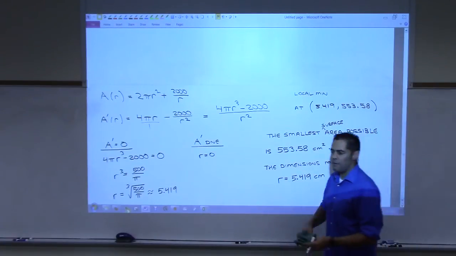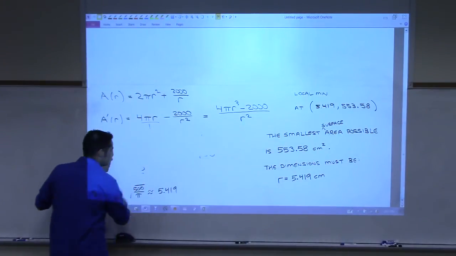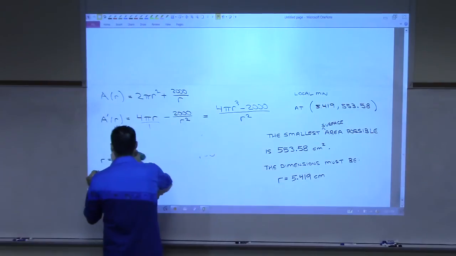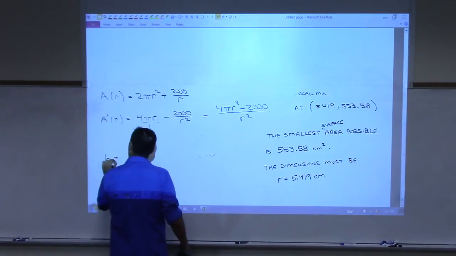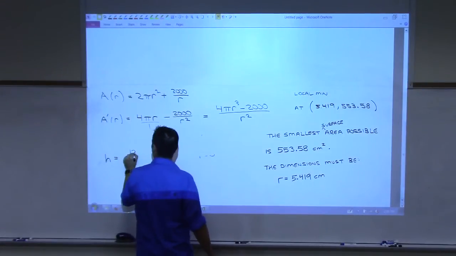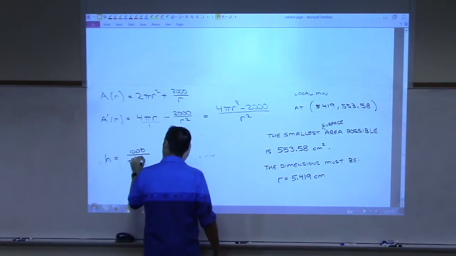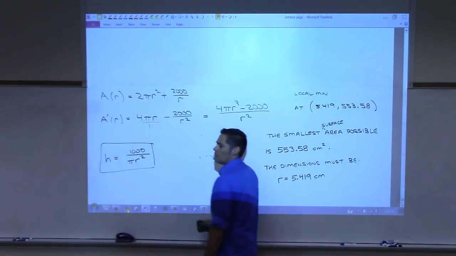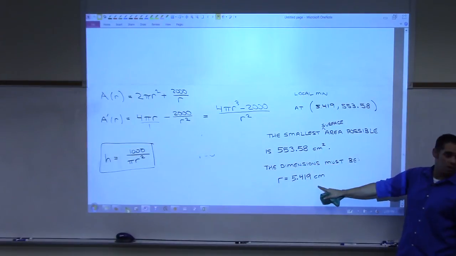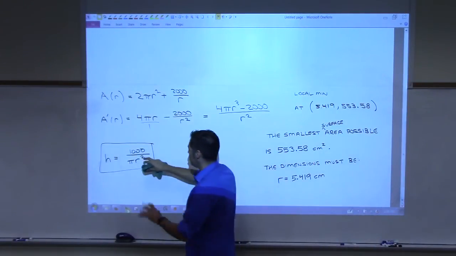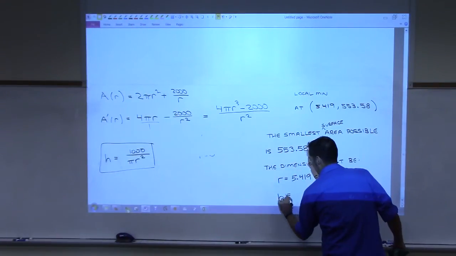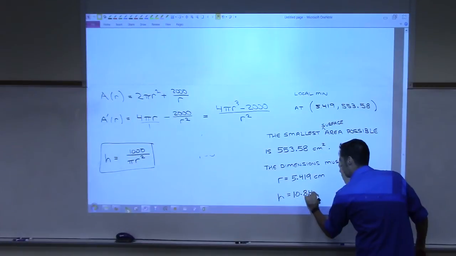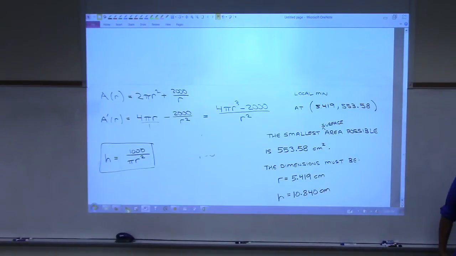So we can plug that. Go back into your work and look at your constraint equation. Your constraint equation is where you solve for H, right? And if you go back in there, H was 1,000 over pi r squared. That was our constraint, right? So I can solve for H if I know what R is. I do know what R is. So you plug R into this, get on your calculator, and it says 10.840-ish centimeters. And that's it.